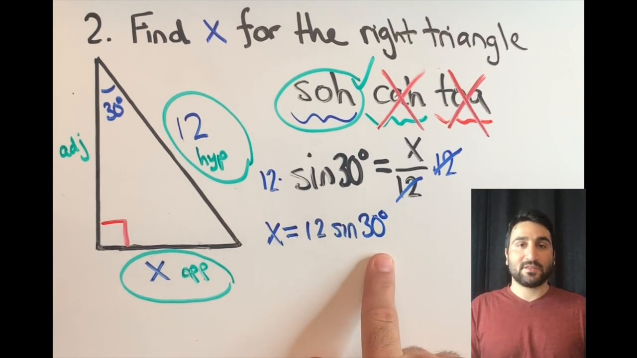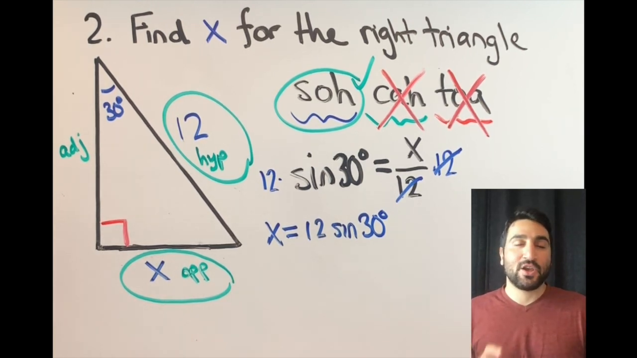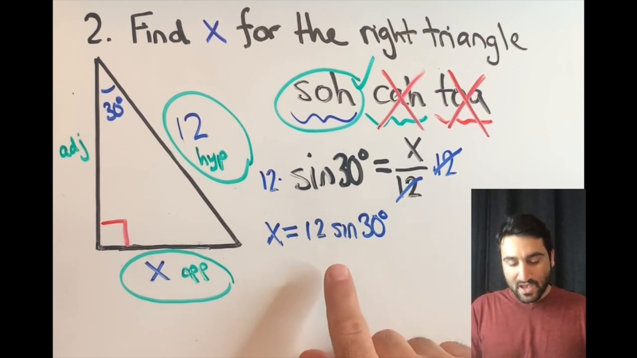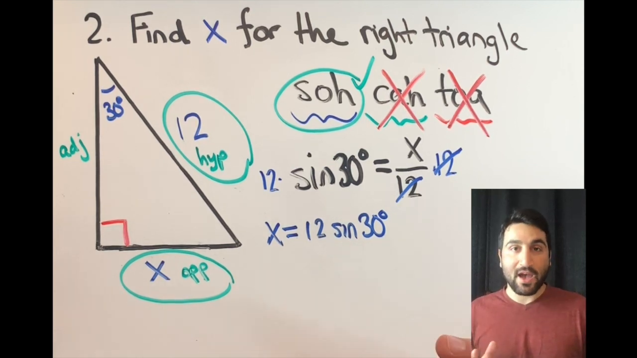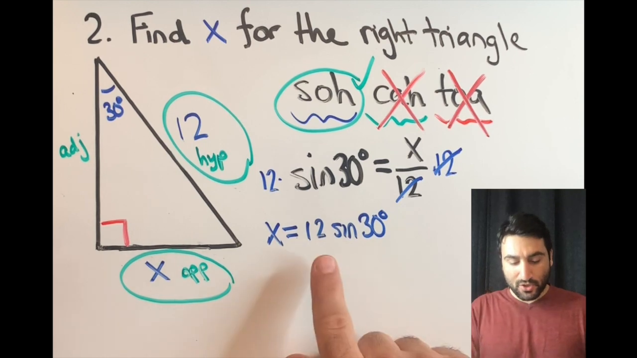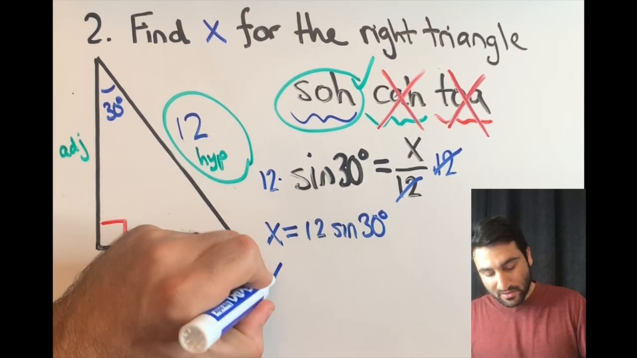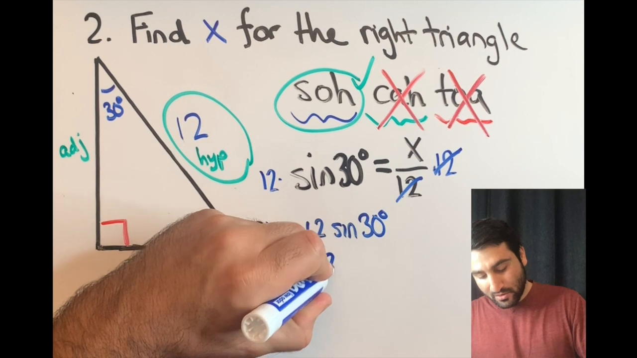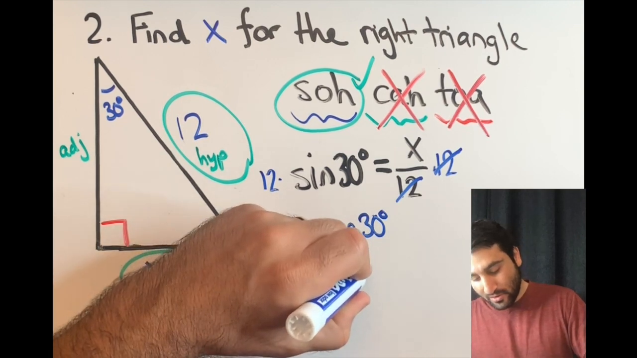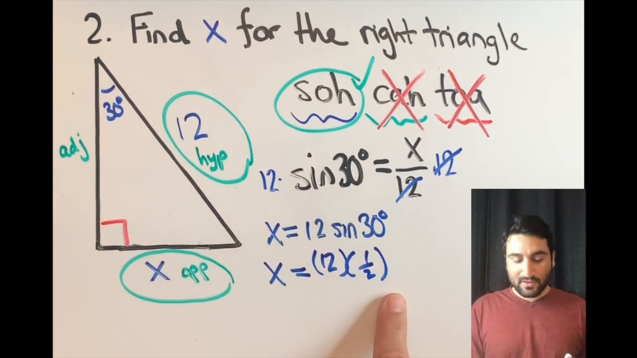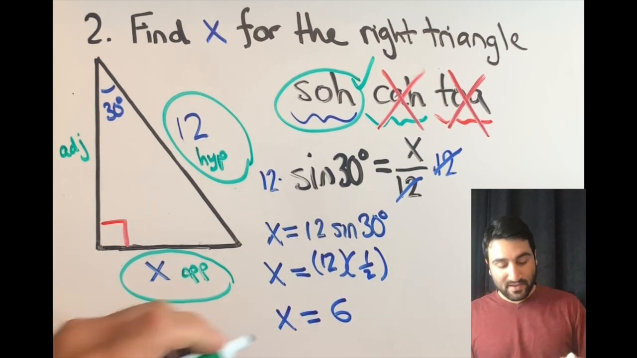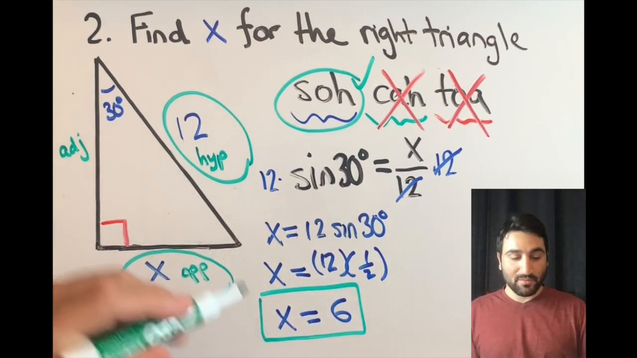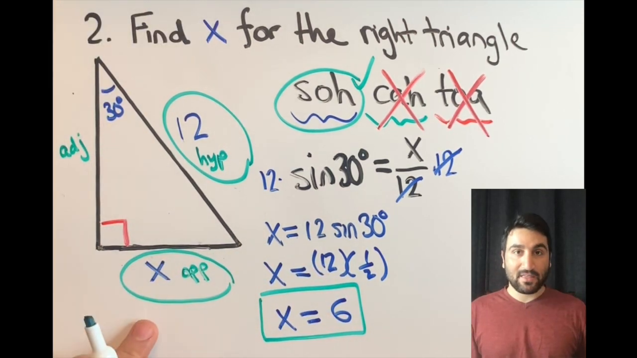Sine of 30 is something that you can plug into your calculator. You have to make sure that the calculator is set to degrees mode as opposed to radians. If that's the case, sine of 30 is the value of 1/2 or 0.5. So 12 times 1/2 is equal to 6. And this is the answer to the problem, find the side length x for this right triangle.